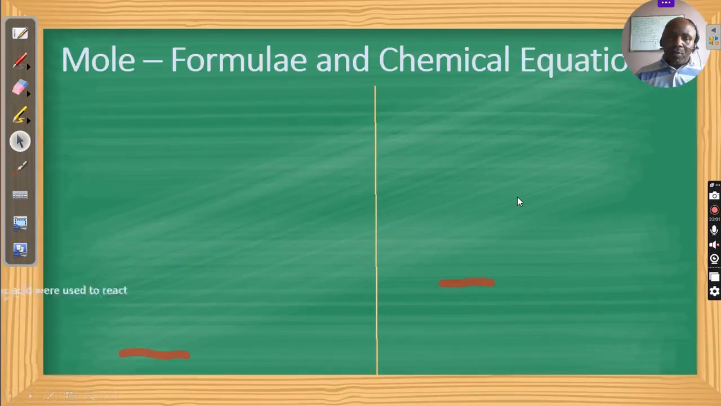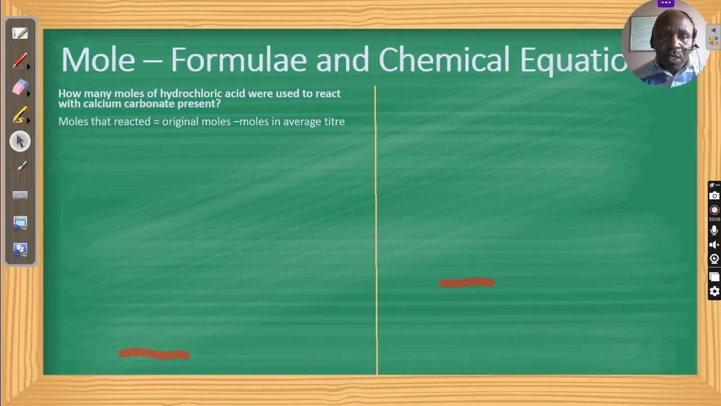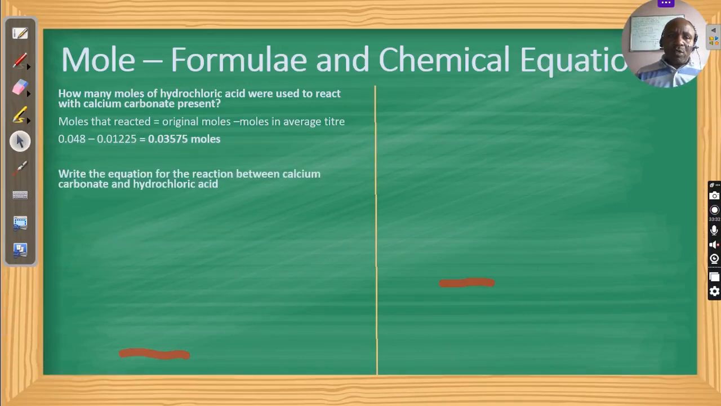Therefore, we can determine how many moles of hydrochloric acid were used to react with the calcium carbonate present. What we need to do is get the original moles, then subtract the moles in the average titre, or the moles that have been used in the second titration. So you get 0.048 minus 0.01225, and you get that the resultant amount of moles of hydrochloric acid that reacted with calcium carbonate to be 0.03575.